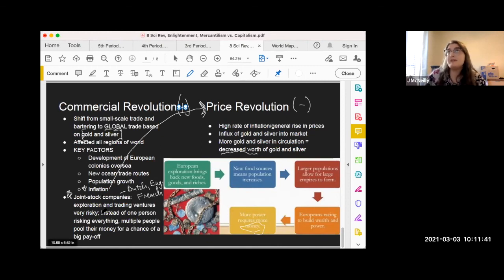Now, if your ship comes back, you don't get 100% of the profit because you're not the one paying for 100% of the costs. You only get your share of that stock. Okay, so the early stock market comes from this concept. Are we good so far?